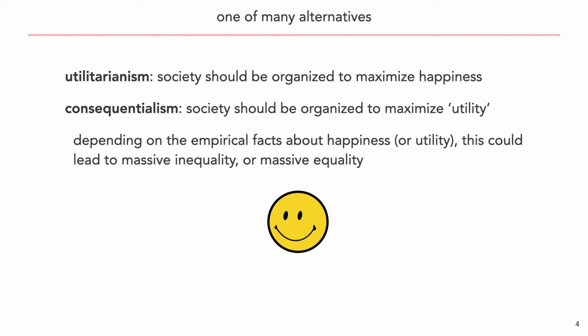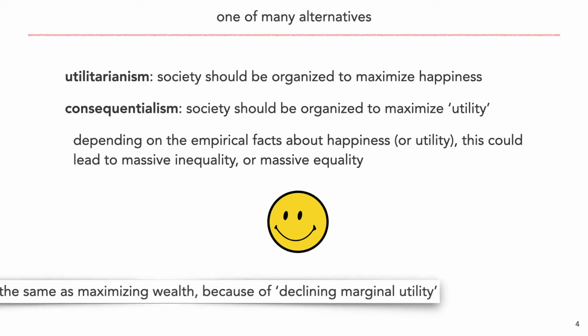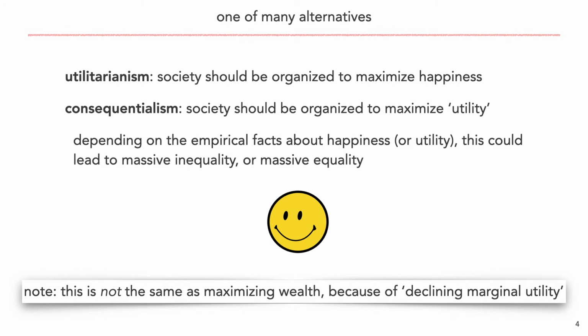I should emphasize that maximizing happiness or maximizing utility is not the same as maximizing wealth or maximizing income because of the declining marginal utility of money. Your first dollar is worth more to you than your millionth dollar. Frankfurt mentions this in his essay. We'll come on to that shortly.